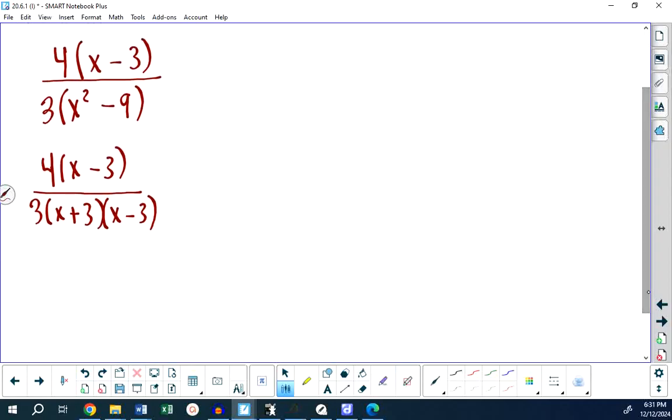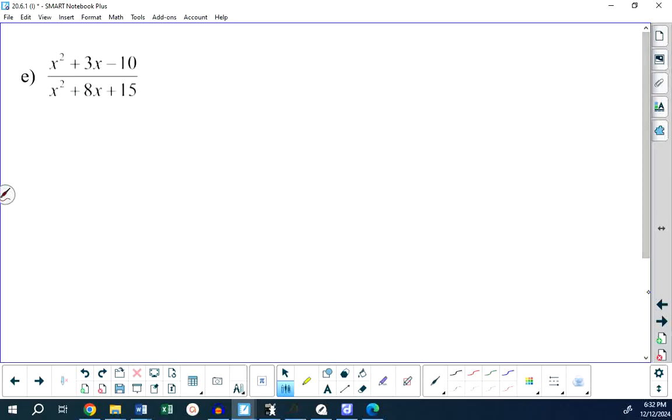which, by the way, tells us that x is not allowed to be plus or minus 3 because of these denominators. However, our final answer after the canceling is going to be whittled down to 4 over 3 times x plus 3 with the condition that x is not allowed to be plus or minus 3. When you're simplifying a rational expression, basically you factor and cancel. It's that simple. If I could boil this lesson down to the most important point, you factor and cancel.